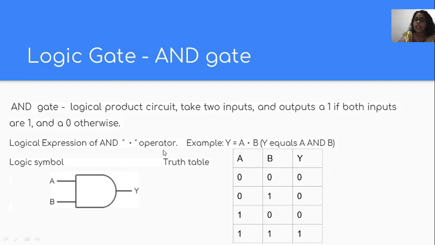That is the AND operator. That is, you have to put a dot in between to show the AND operation. For example, if output Y is equal to A and B, instead of AND, you will put a dot symbol. And you will read this equation as Y equals A and B, not A dot B.